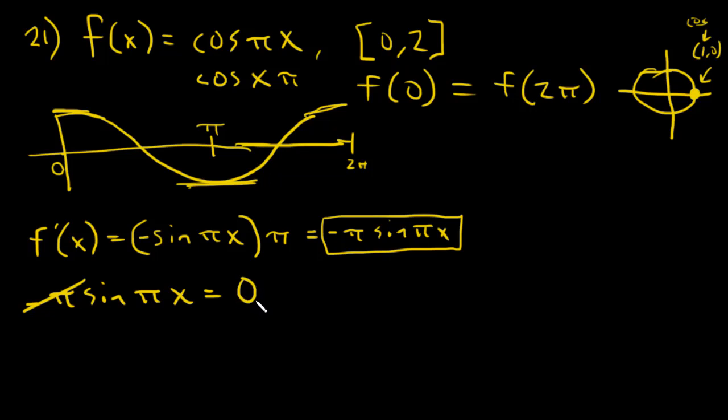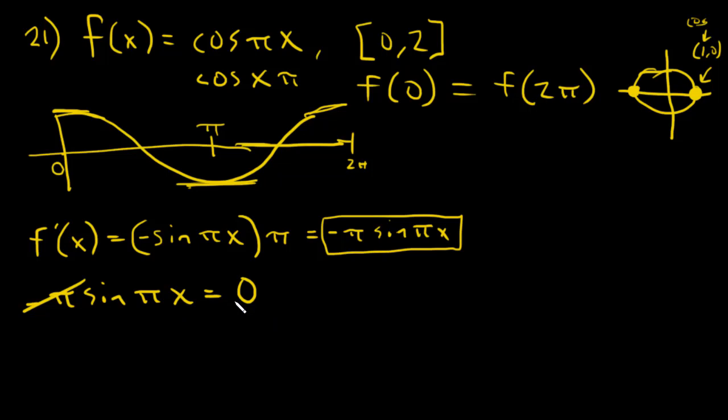So since this is the y value, we're looking for where on the unit circle y is 0. Well, that occurs right here and right here. But I don't worry about this one because this is where my bounds are for my interval. That's at 0 pi and 2 pi right here. So this is my answer.